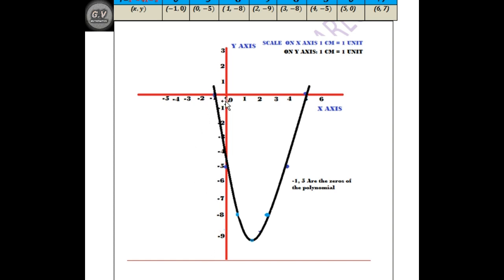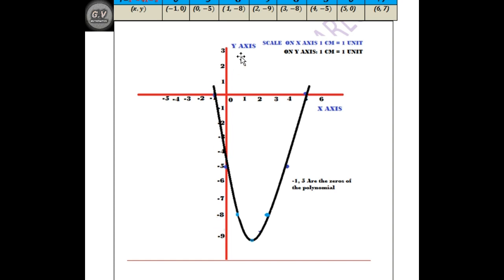So 0, plus 1, plus 2, plus 3, this is a number line. The horizontal line is represented by the x-axis and the vertical line is represented as the y-axis. 0, 1, 2, 3, 4, these values are given here.